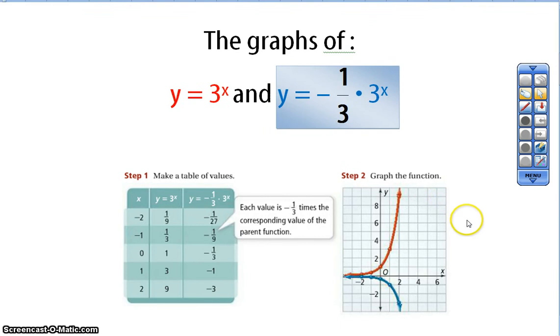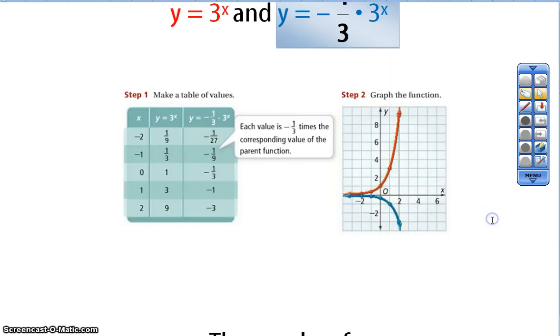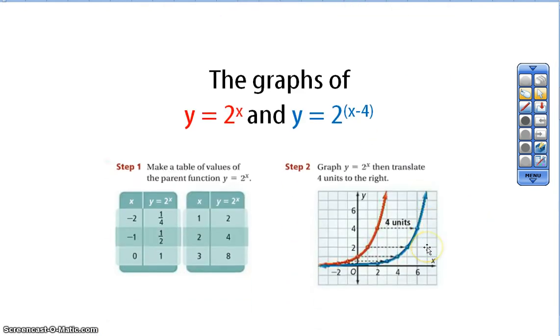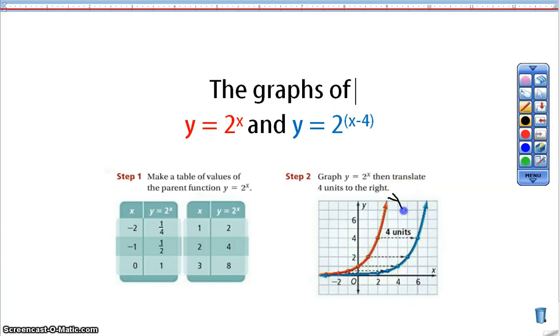The next one is on the second page of your notes, and it's the graph of 2 to the x, and then something a little bit different. This one is the graph of 2 to the x, and then 2 to the x minus 4. So something they're doing to that exponent, and watch what it does to the graph. I wrote above this one, y equals 2 to the x, and above this one over here is y equals 2 to the x minus 4.